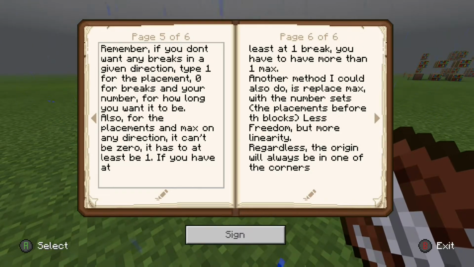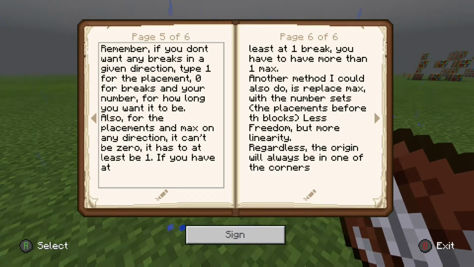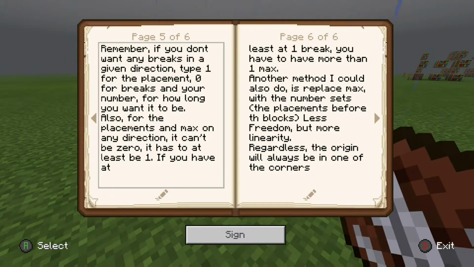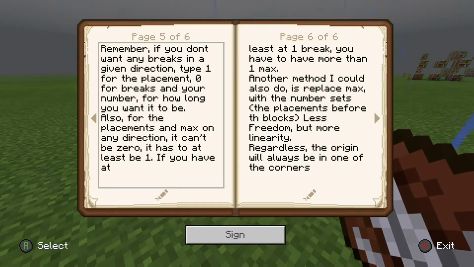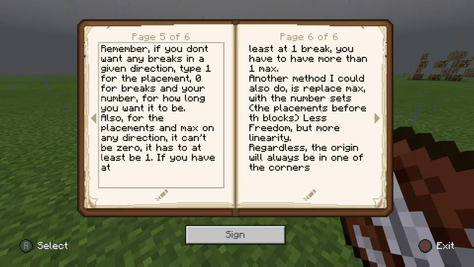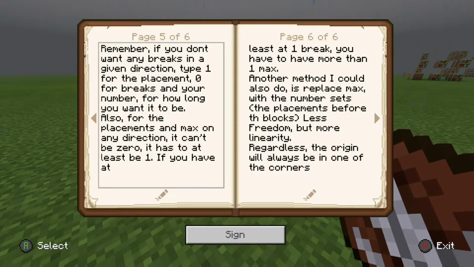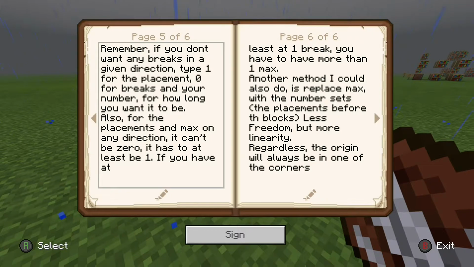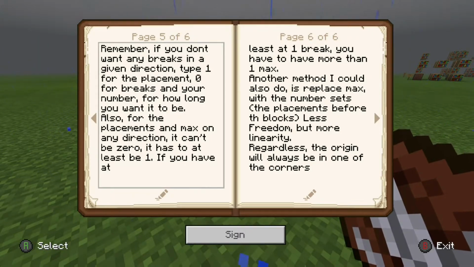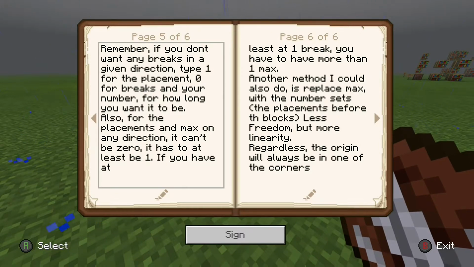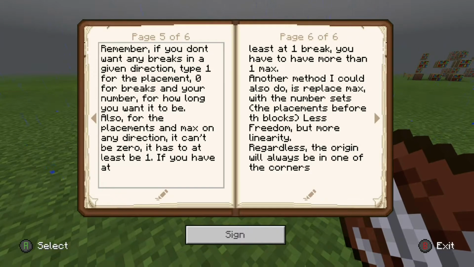Another point: if you have at least 1 break, you have to have more than 1 max. Actually, I'm just saying that if you have 1 break, the minimum that you have to have is 2. You have 1 break and then 1 again. Another method I could do is to replace the maximum number. Now this is just for me as a concept. Instead of doing the maximum number, you could set it to the number of placements. It's less freedom, but it's more linearity.